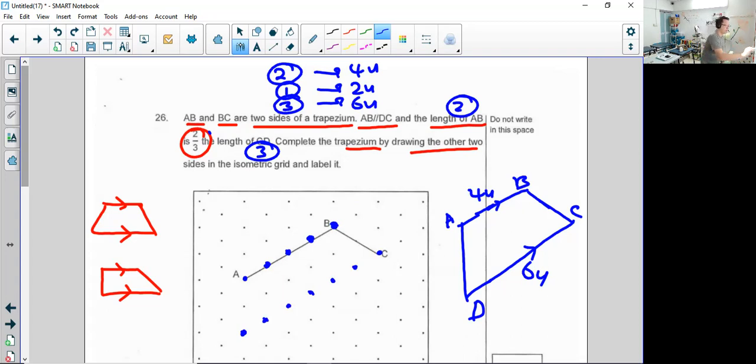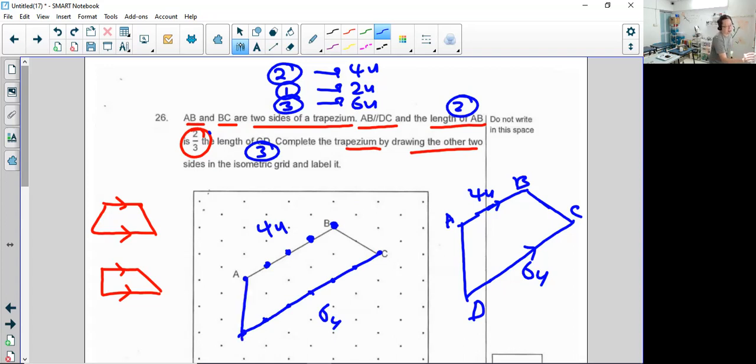So over here you have 4 units. And then when you join using a ruler, how long is this line? That will be 6 units. So isn't that 2/3? 2/3, 4/6. AB is 4/6 of the line CD, and 4/6 is also 2/3, the same. Then finally, I join. That's my trapezium.